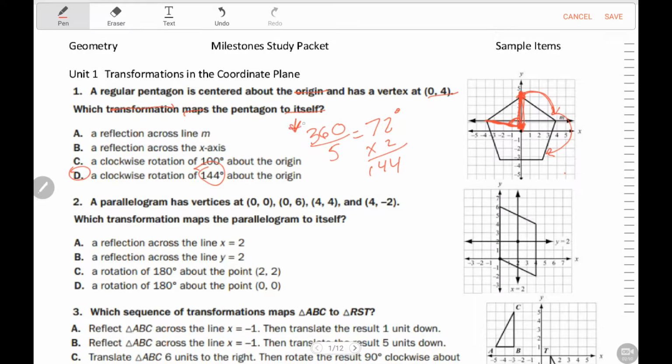So this is kind of an important thing to remember. What's the angle of rotation? Just 360 divided by the number of sides. Angle of rotation.